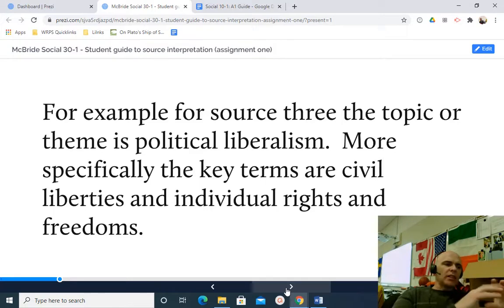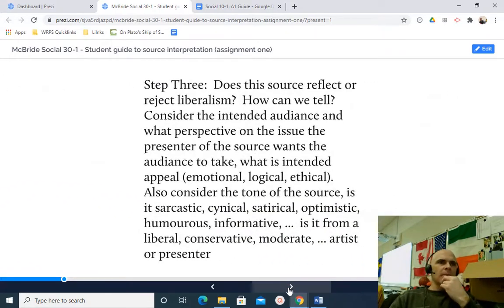And the old content that are the big rocks for an A1 are those principles in 30, pages 71 to 85. What you need to do in 20 and 10 is create your own principles. What are going to be the key principles that reflect and reject the theme of the course that you're presenting? So does the source reflect or reject liberalism? How can we tell? Again, consider the intended audience and what perspective.